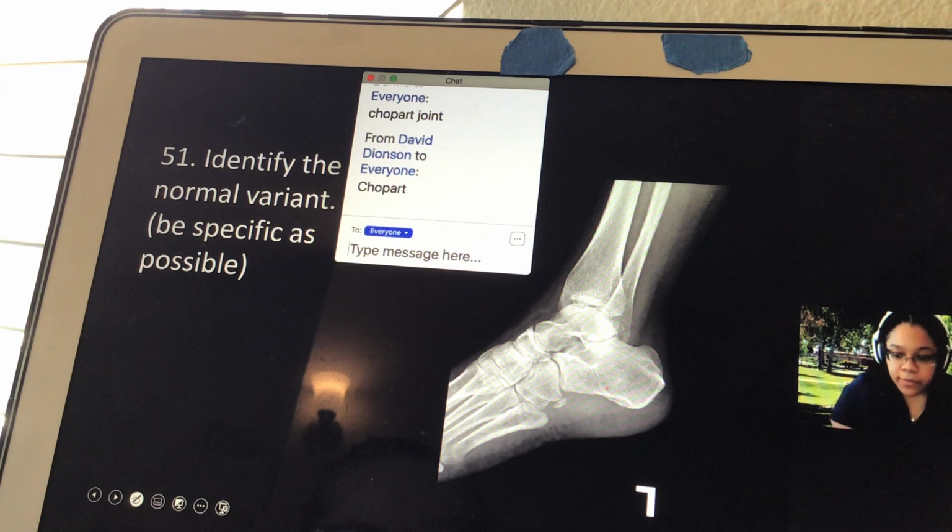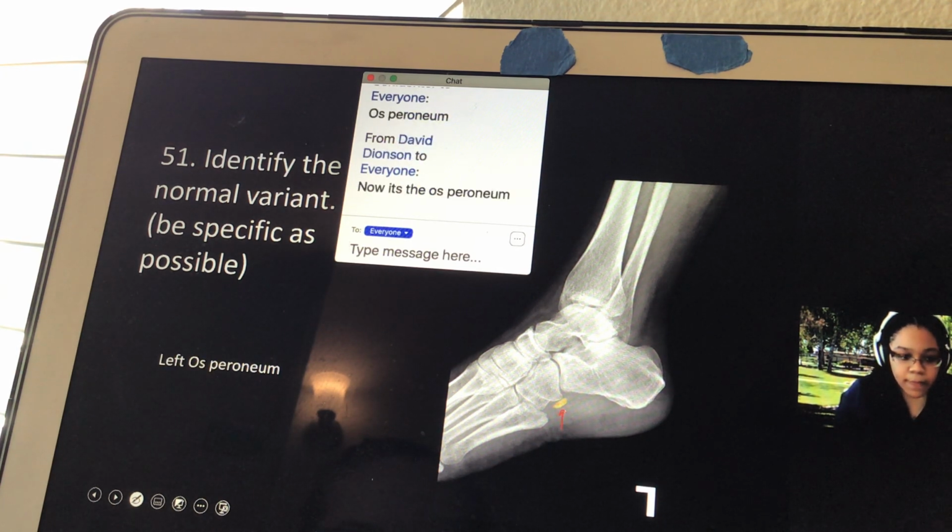Alrighty, normal variant. Is that one adjacent to the cuboid? Good. This is our os peroneum. Good.